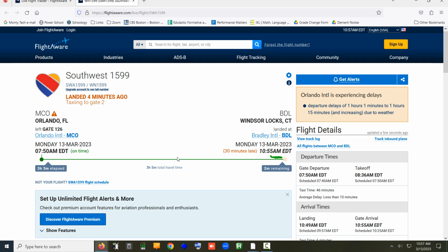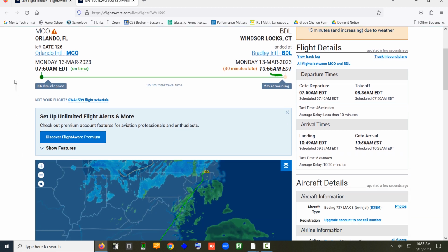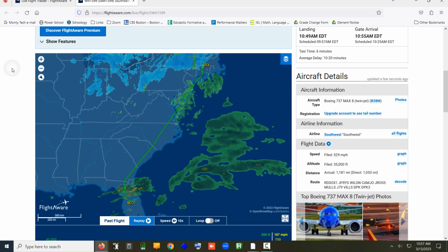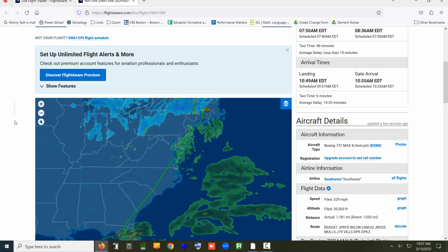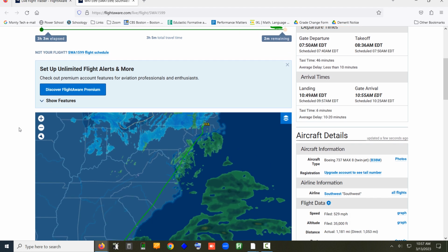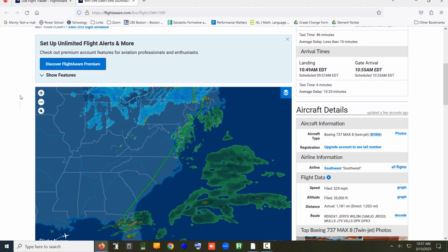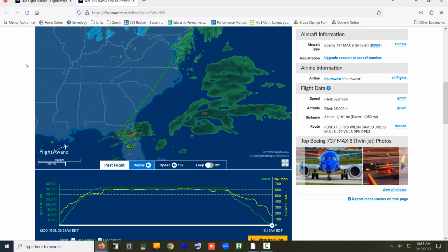So I clicked on that one. It looks like this plane landed already. But let's see. I kind of wanted one that was still moving. Or maybe this is the last information. So 529 miles an hour. That would be the magnitude. That's how fast it was going at some point, whenever that was in the flight. And then if you click on the route, that is the direction.